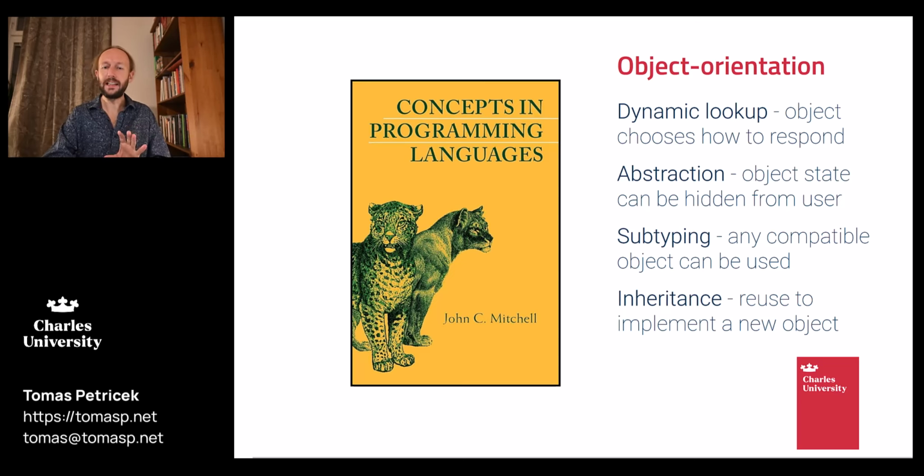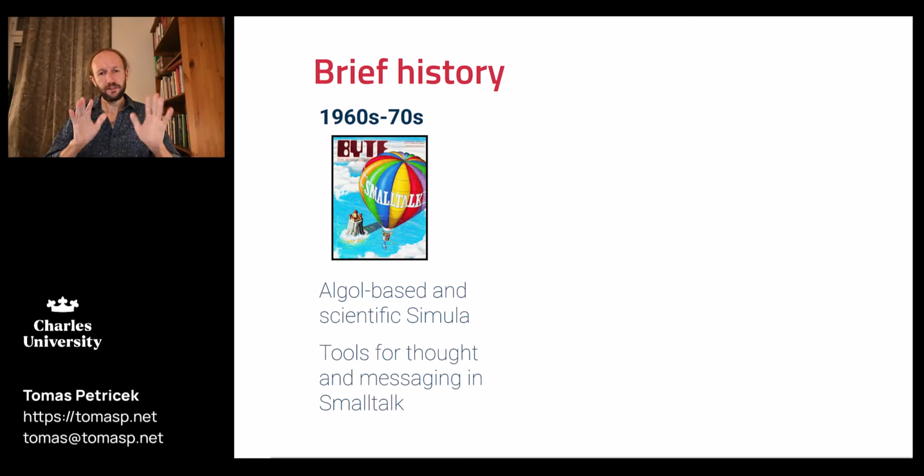So all of these things are implemented in different ways in different programming languages. In Java and C#, subtyping is done through static type checking. Inheritance is really you're inheriting from a single class. But for example, in Self, inheritance is done by adding a prototype to your objects. So there are many different ways to have an object-oriented system, and we will look at Self, which makes one particular set of choices. First, let me say a few words about the history of object-oriented programming.